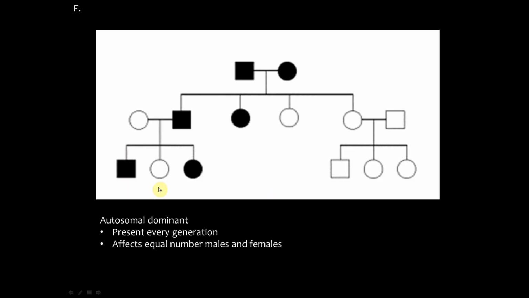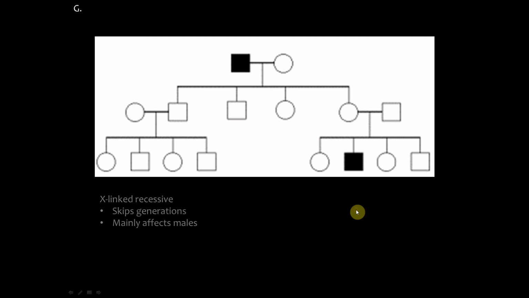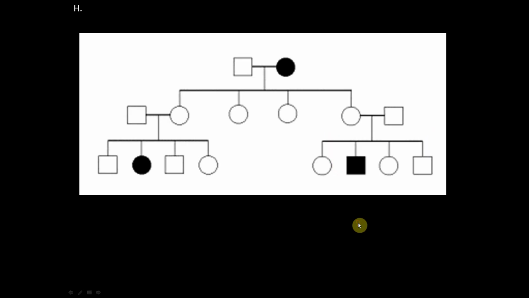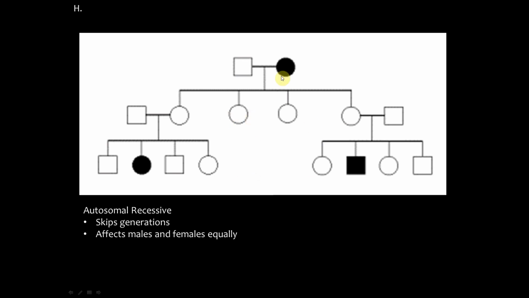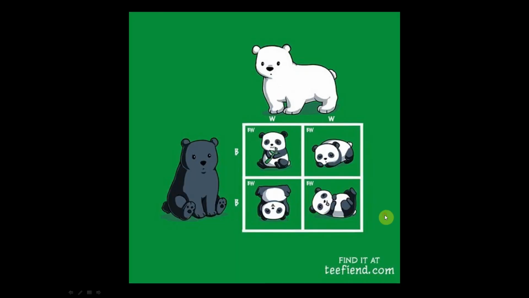This one I say is autosomal dominant because it's present every generation and it affects equal numbers of males and females. This one I say is X-linked recessive because it skips generations and affects mainly males. This one's autosomal recessive because it skips generations but seems to affect males and females equally.